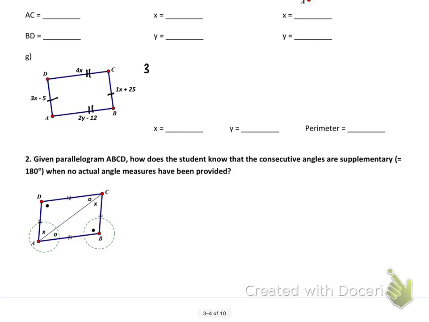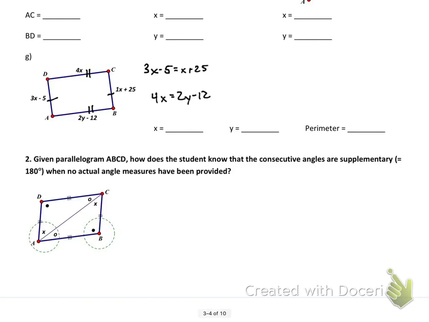So I can set up a couple of equations. 3x minus 5 equals x plus 25. Well, now we can solve for x. And the other sides are going to be congruent also. 4x equals 2y minus 12. Once we know what x equals, then we can solve for y.